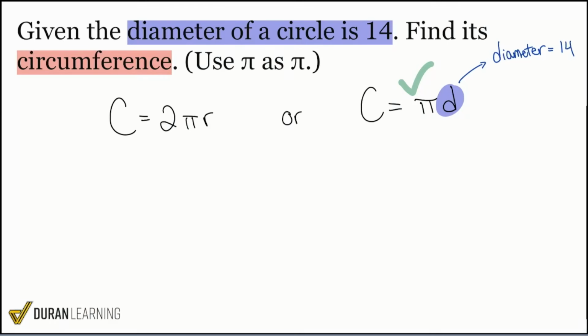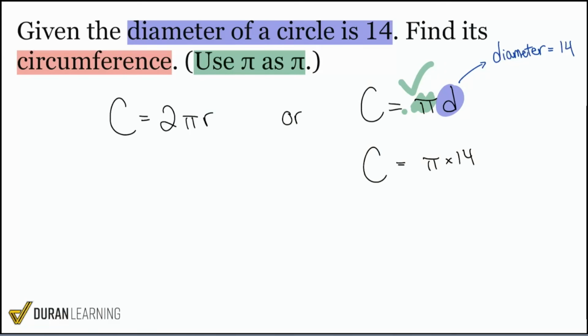So again, everybody, when it comes to the circumference formula, it really depends on if you have or are trying to find the radius or diameter. That'll guide you into picking the right formula. So over here, we'll plug it right in and you'll see that you're done. Because it says, again, use pi as pi. So pi stays the same. Nothing happens there. Our final answer is circumference equals pi times 14.